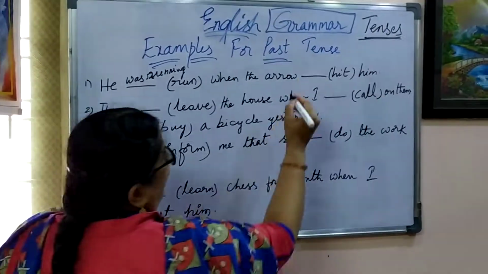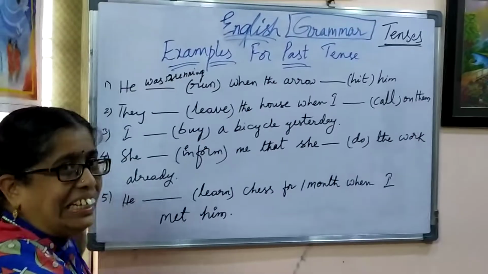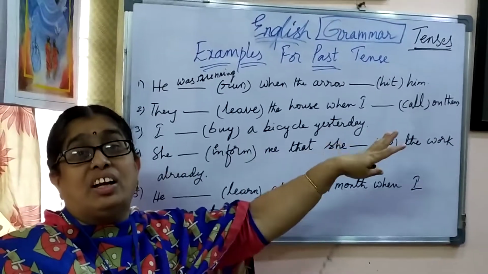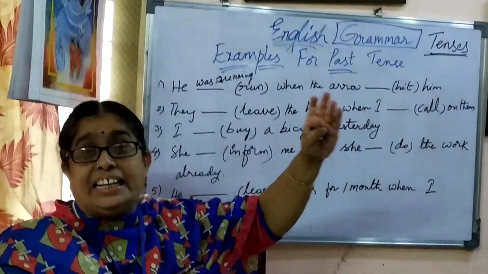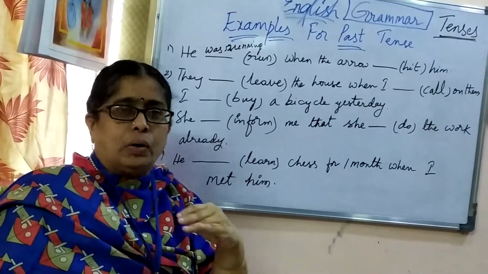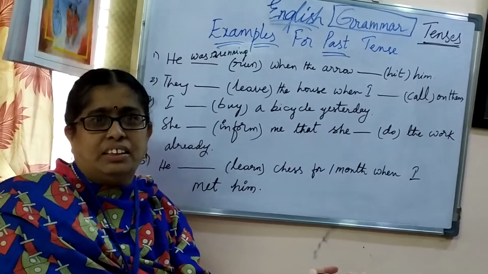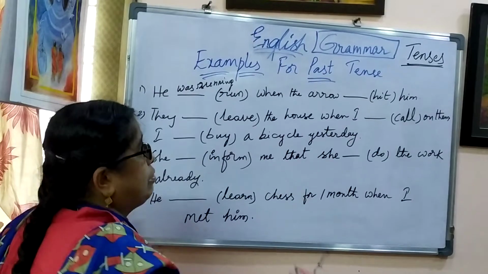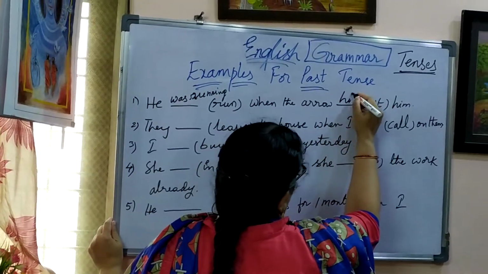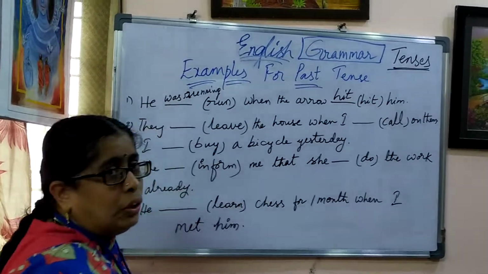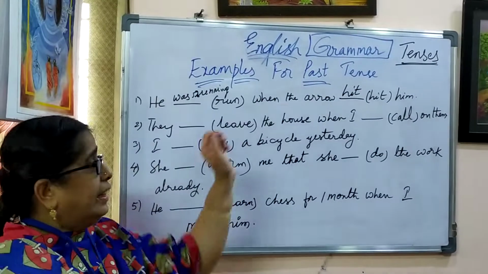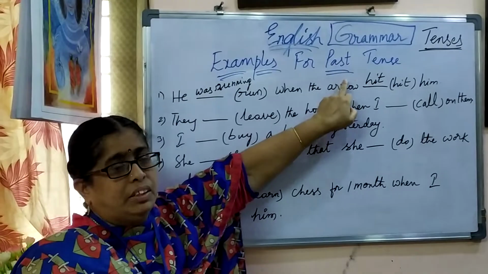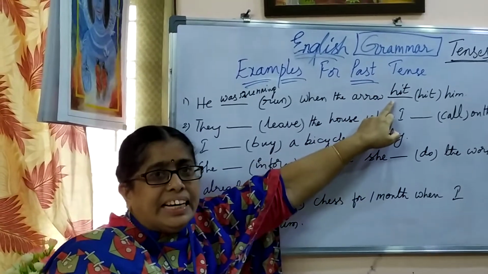When the arrow, what is the V2 form of hit? V2, V3 also hit only. This is an irregular verb type 3, just like cut, just like shut. In the same way, the V2 form of hit is also hit only. That's why here you have to write hit him. Don't think we haven't taken the V2 form; the V2 form is also hit.